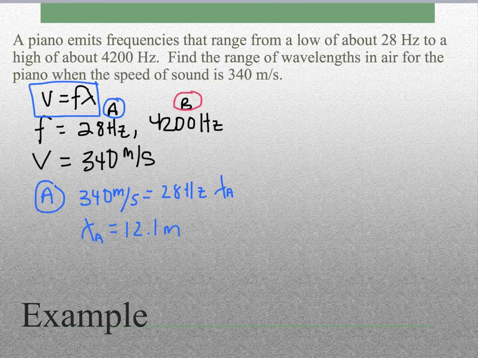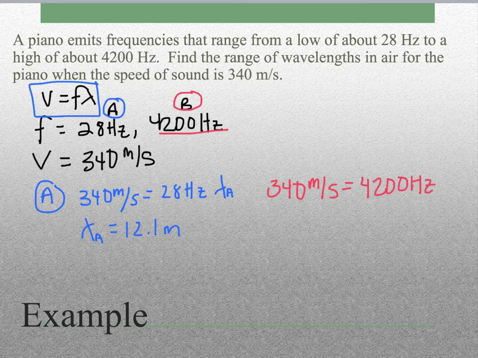We do the same thing now for B. So we plug things in. This time we're using our 4200 hertz, and we still have the same speed. 340 meters per second is equal to 4200 hertz times our wavelength B, and solving for the wavelength of B, we get a value of 0.08 meters.